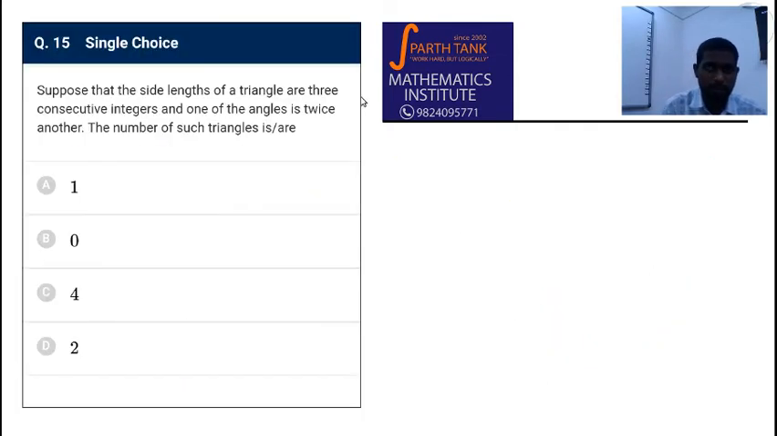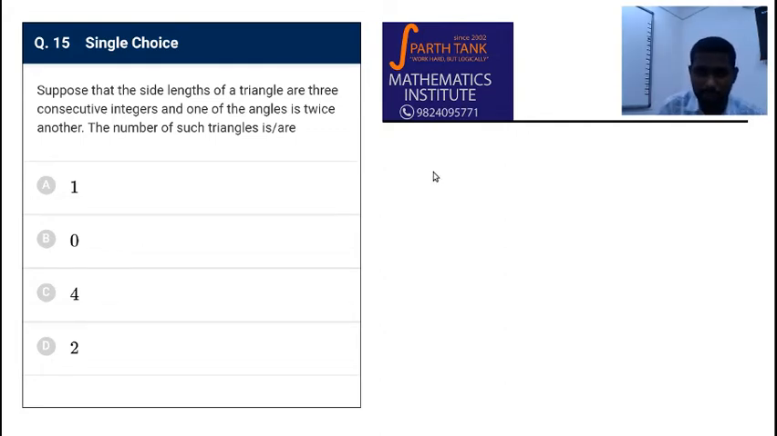Alright, let us move on to question number 15. A question based on the properties of triangles. Suppose that the side lengths of a triangle are 3 consecutive integers and one of the angles is twice another. The number of such triangles is R.